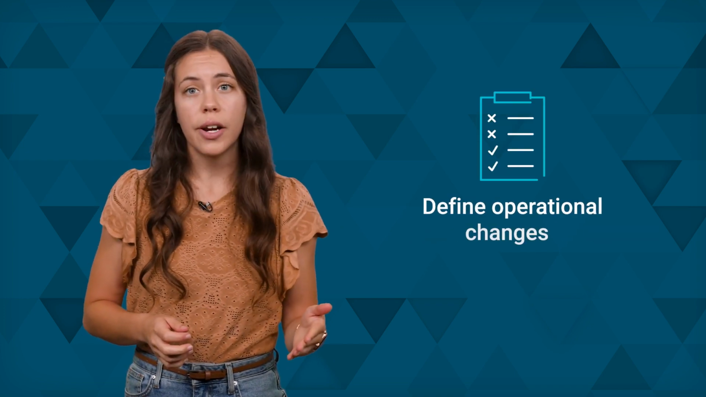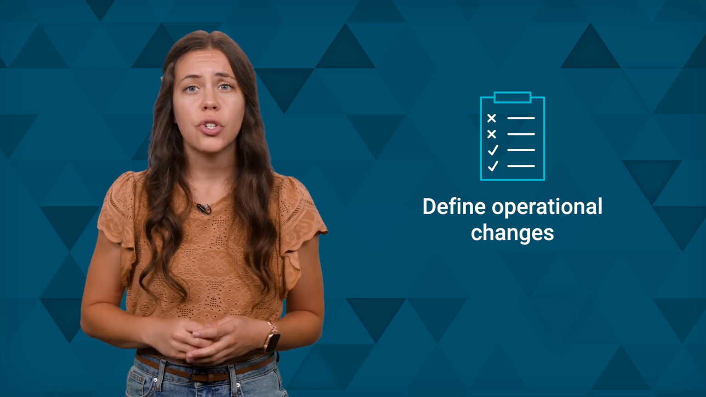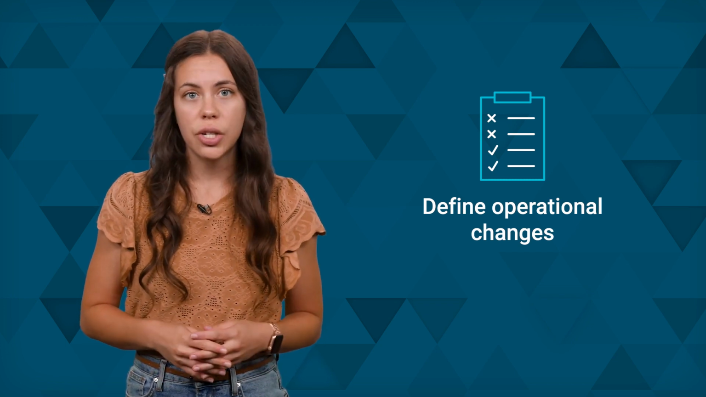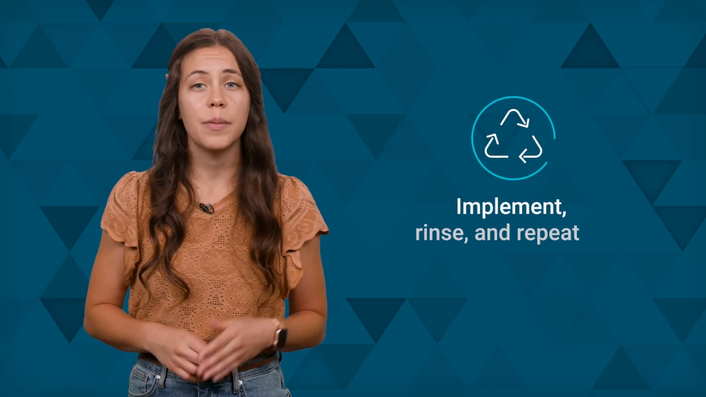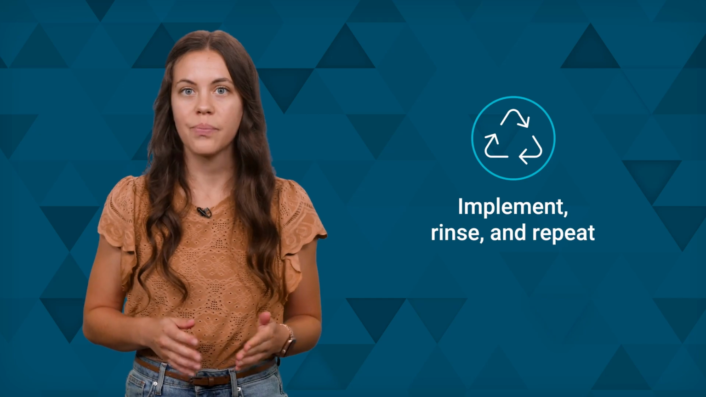Next, define operational changes. That means you should document and assess any changes to operations and modify or automate processes where necessary. Finally, it's time to implement, rinse, and repeat. As zero trust initiatives are put into place, measure their effectiveness and adjust as needed. Then, start the process all over again.